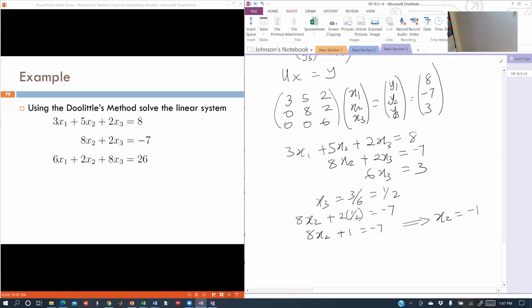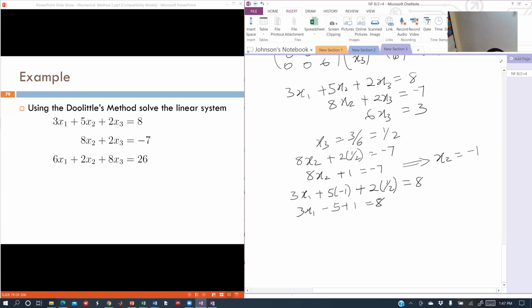Okay. And then finally, we substitute all that into our equation 1. So 3x1 plus 5 into negative 1 plus 2 into half is equal to 8. So this is 3x1 minus 5 minus 5 plus 1 is equal to 8. And what is that? It gives us negative 4.